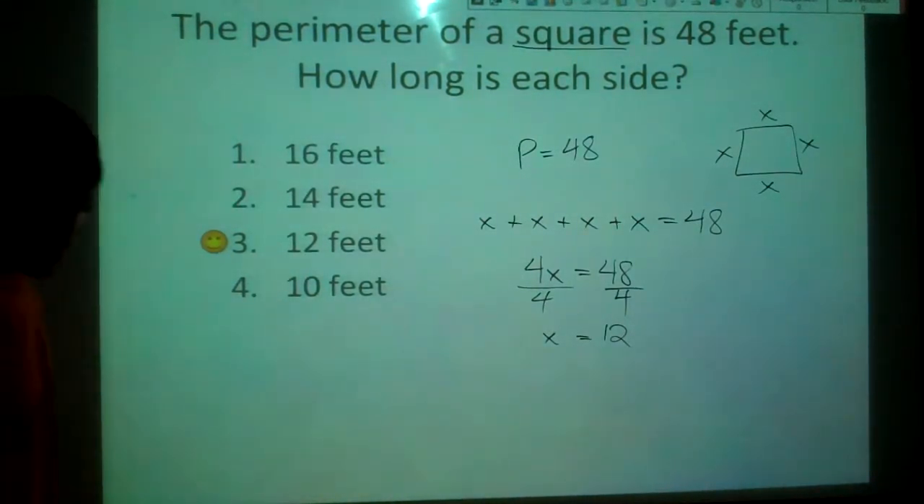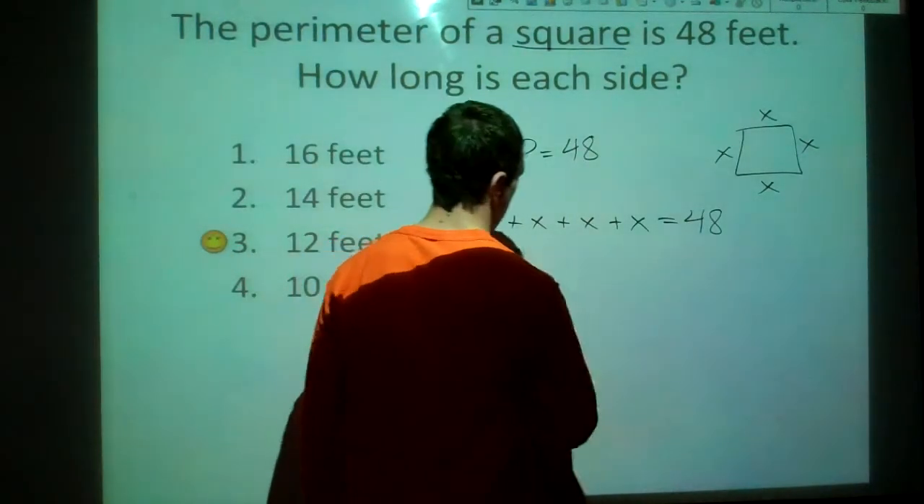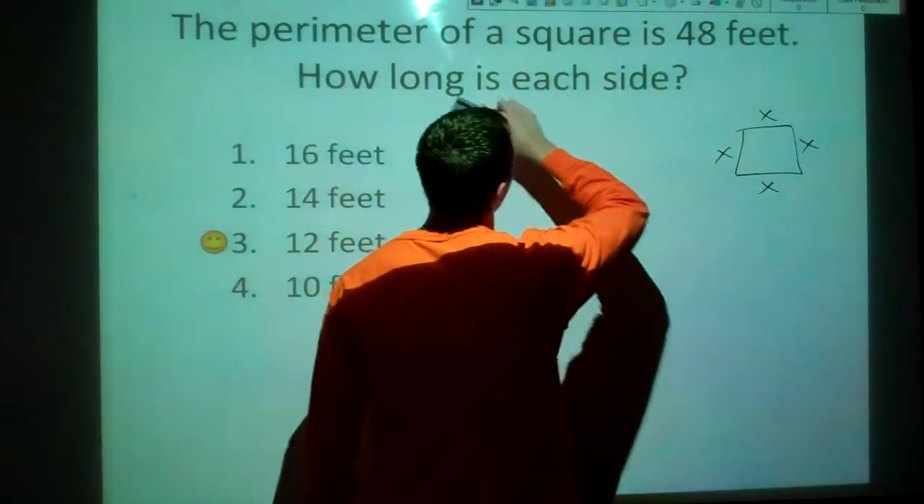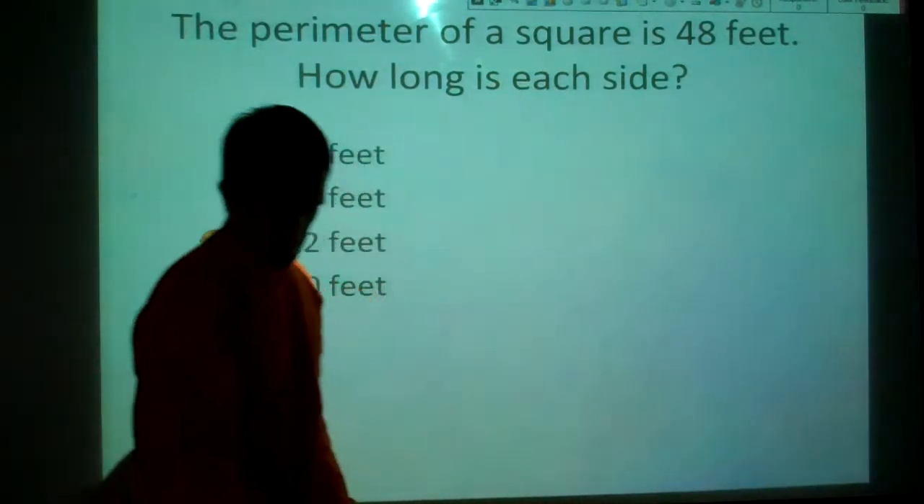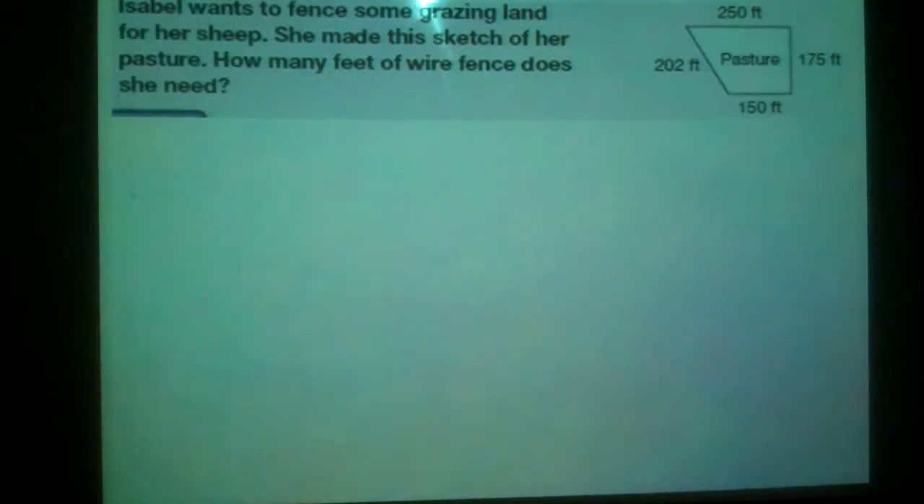Okay, my eraser. I believe I have one more. Last one here. This is what I was talking about before.